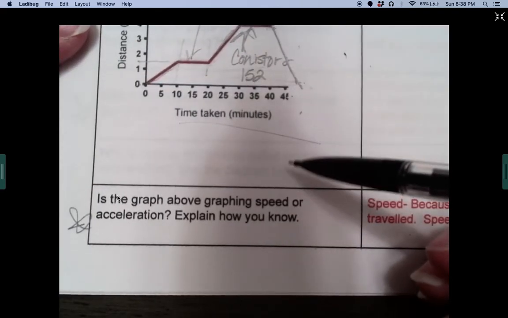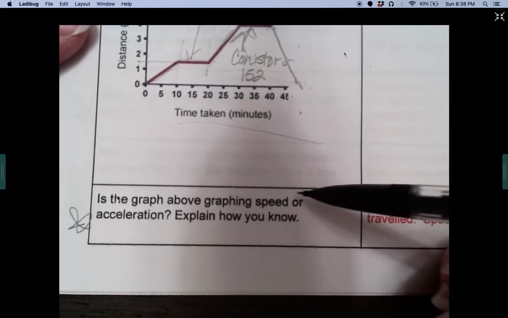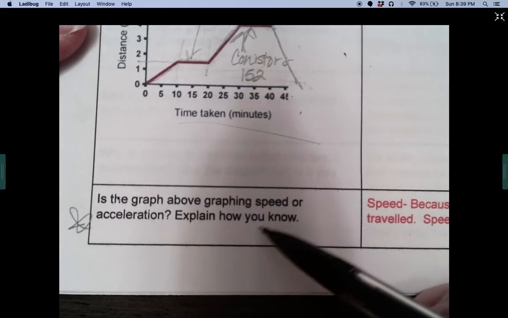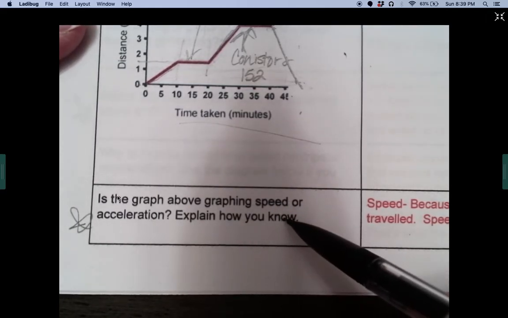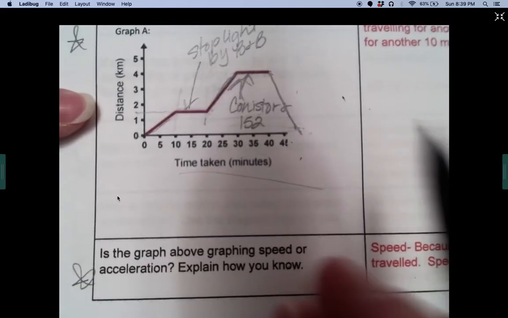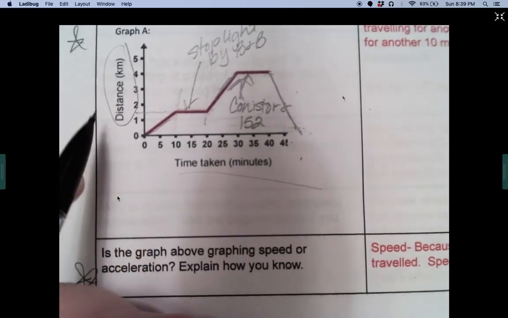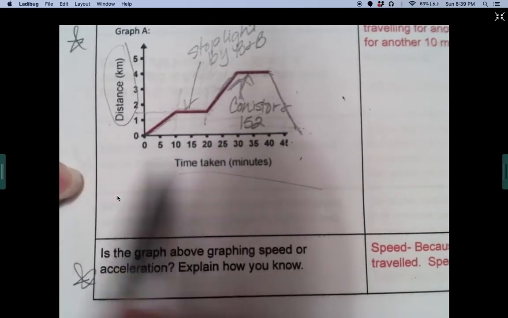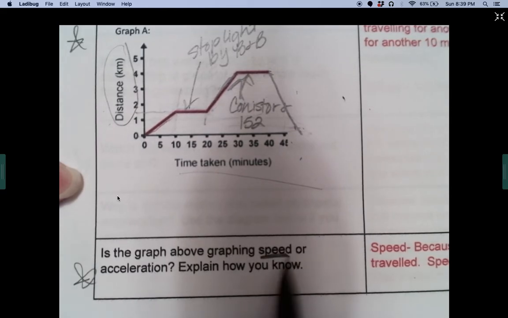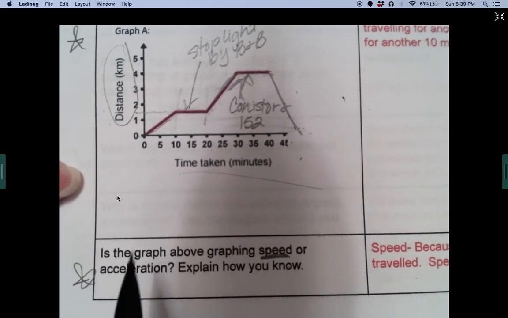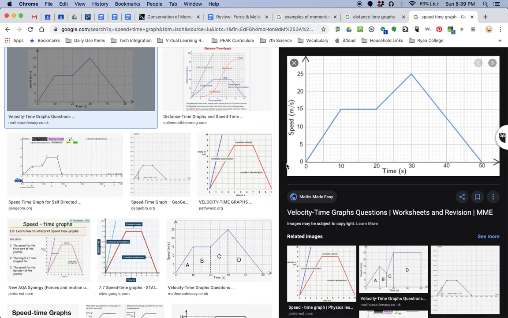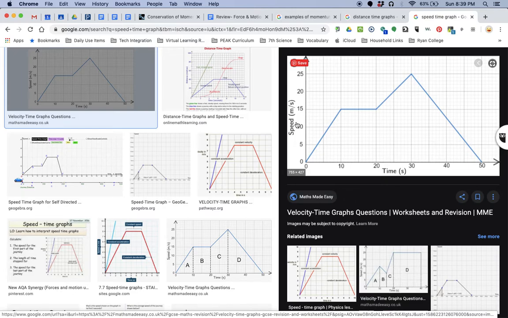So this question down here: is the graph above graphing speed or acceleration? And then how do I know? How I know is going to be determined by what is here on the y-axis. If it is distance, I am talking about speed. If the y-axis is speed or velocity, then I am talking about acceleration. So let's take a look at this graph right here.